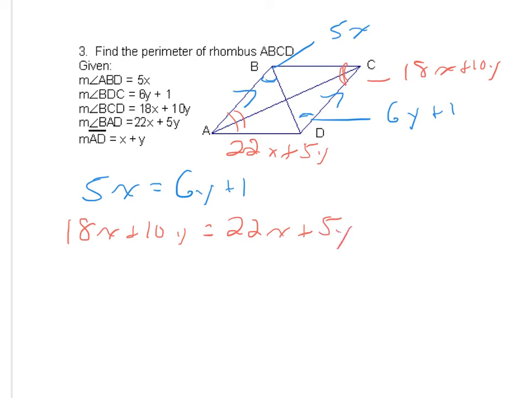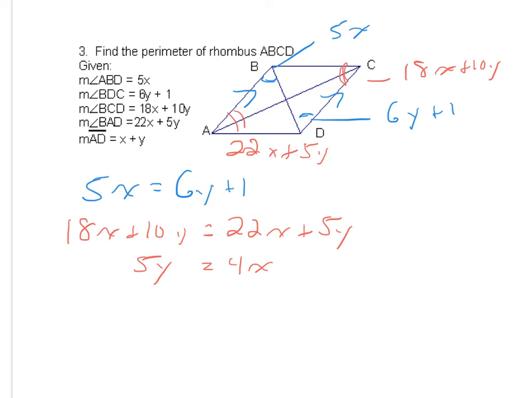I'm going to put my x's and y's on the same side here, so I'm going to subtract the 18x and get 4x on this side. I'm going to subtract my 5y's and get 5y on this side. So now I know that 4x is equal to 5y. I would probably solve this by substitution.